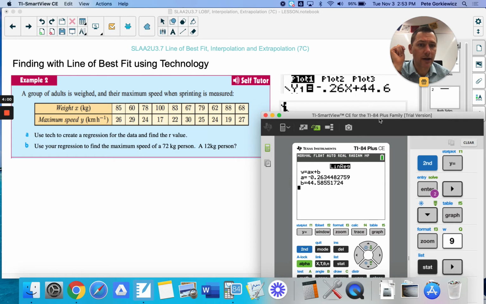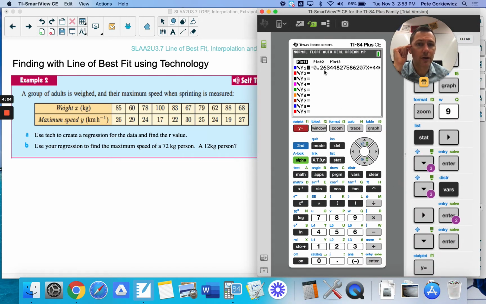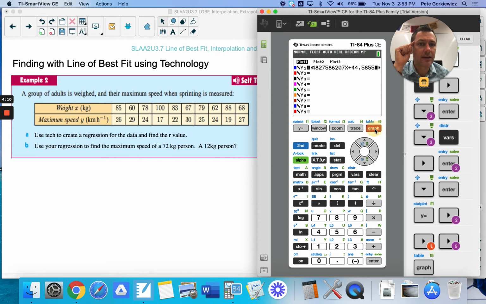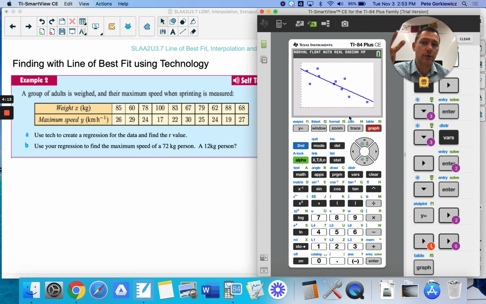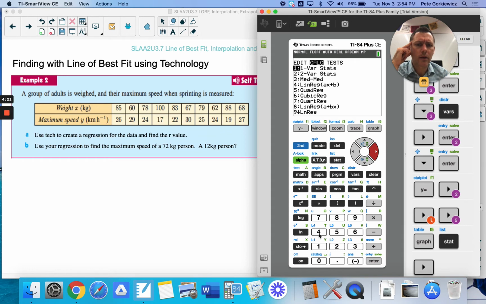So you can either write it out and then put it into y equals, or if you've done that fussy little trick, it should already be in there in all of its decimal glory, right? There's the x and then the 44 point blah, blah, blah at the end. And now when we hit graph, we see the line go through, which is really nice. Okay, so we use tech to, oh, did we find an R value? Stat, 4.